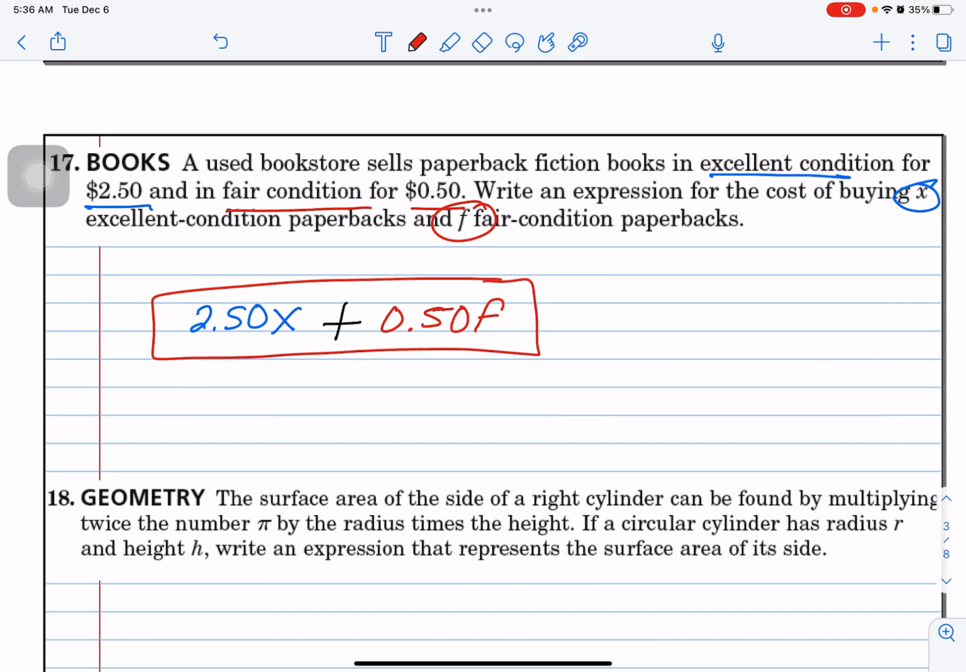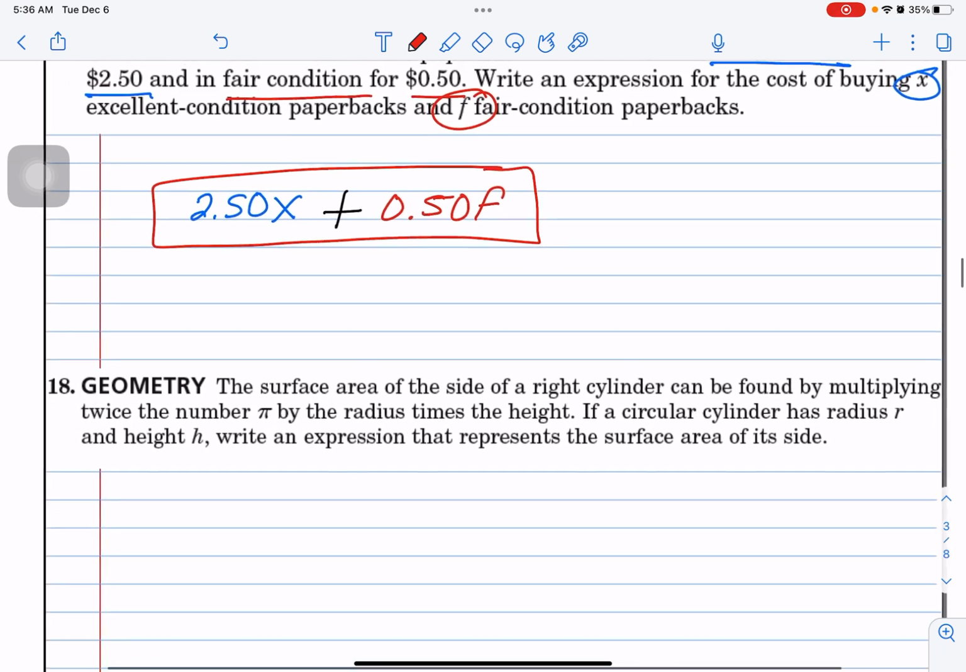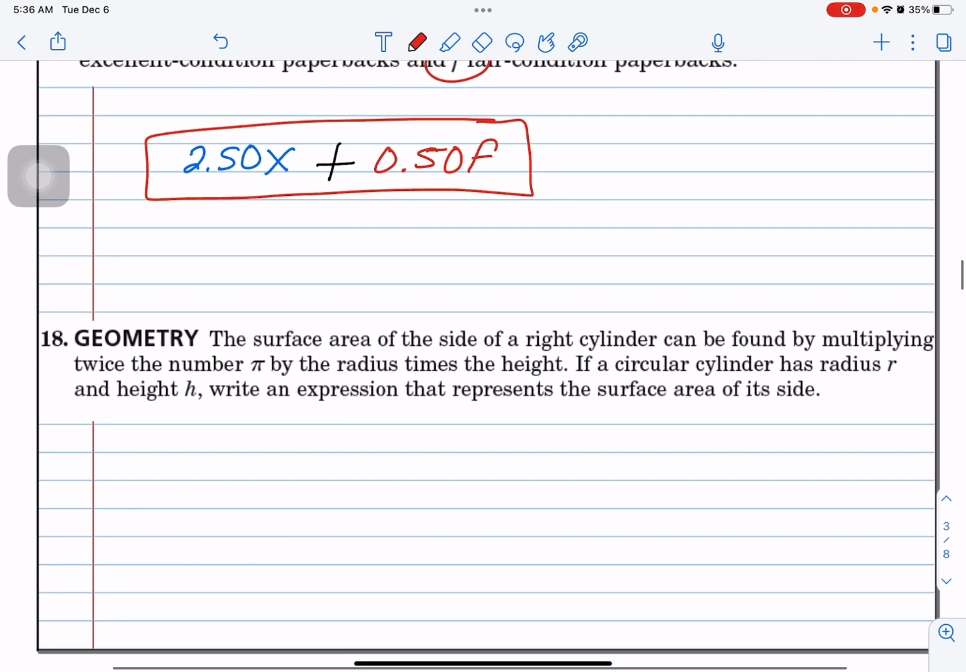Typically when you're writing an expression with math where you're going to end up solving it, when it becomes an equation, you will not put the dollar signs in there. You'll just use the straight numbers. You can pause the video and try number 18 or just keep listening.